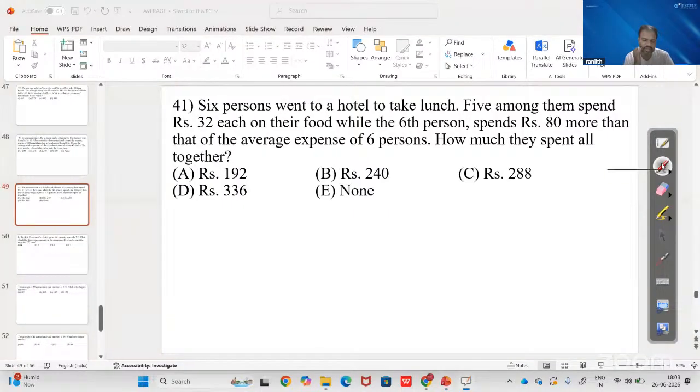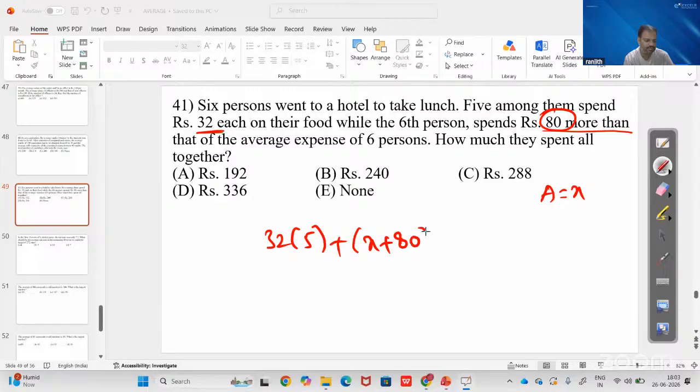6%, out of 6%, 5 among them 32 rupees. So in the sense 32 into 5. And the 6th spends 80 rupees more than the average expenses. So total average equal to X, suppose, he spends 80 rupees more. So that is X plus 80.